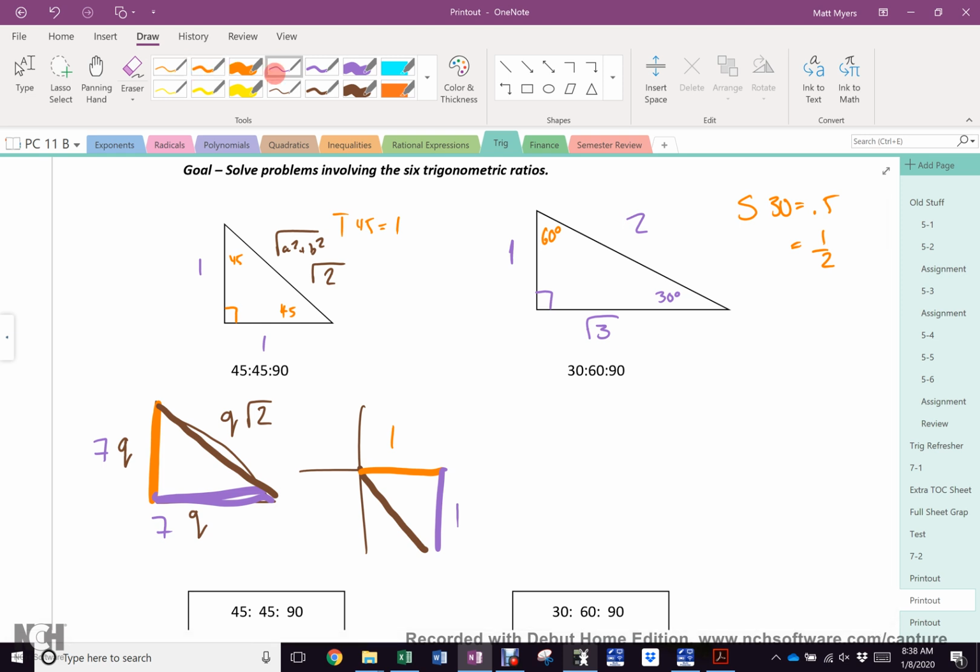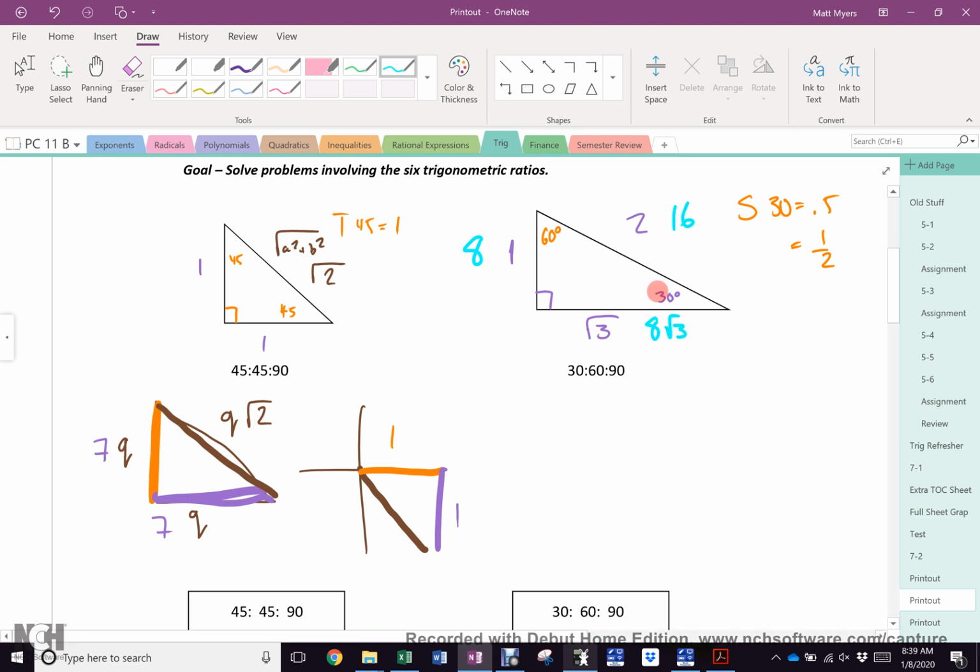What do you mean, Mr. Myers? Okay, what if this was 8? What would this be? 16. And what would this be? 8 root 3. Everybody cool? Easy peasy, yeah? Now this one's a little trickier, right? Because it's not always the same, yeah?